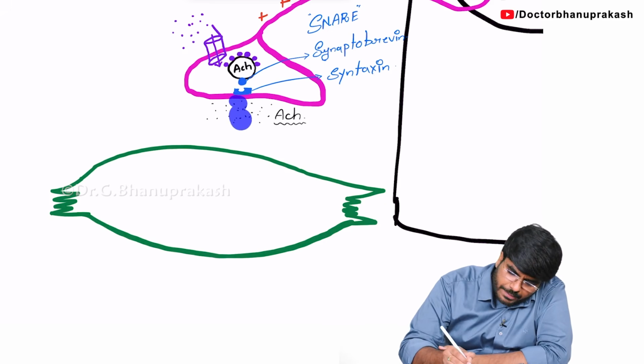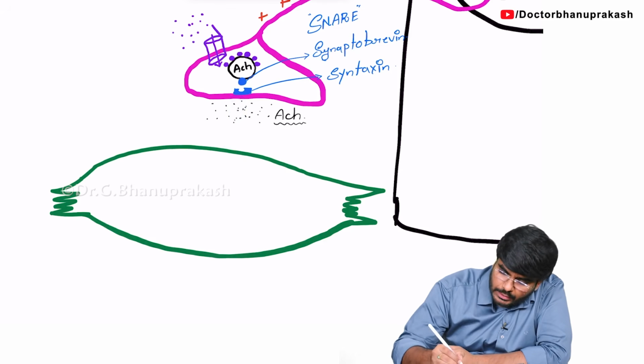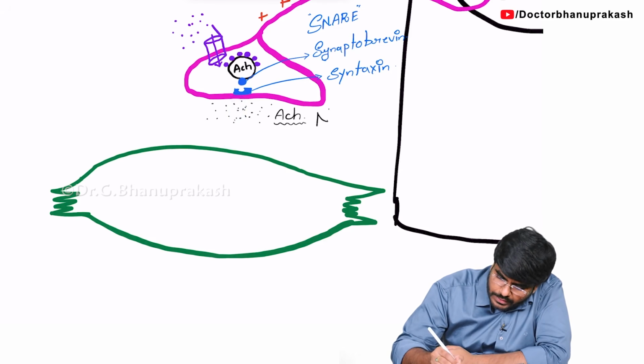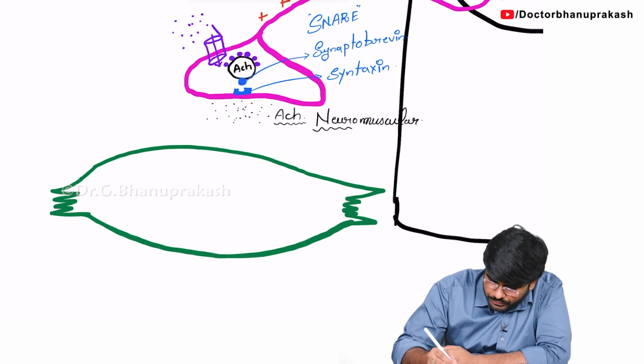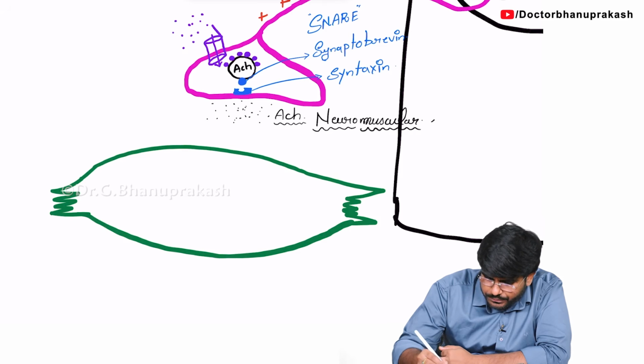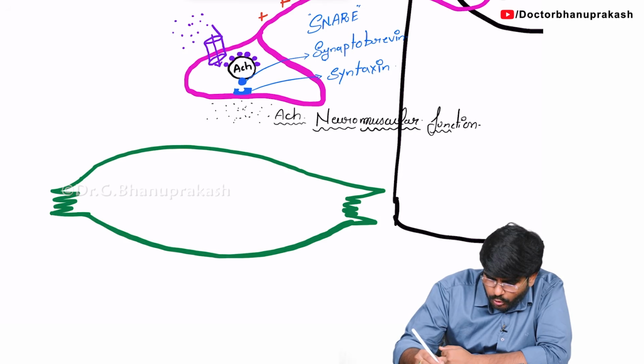Now, what is this space called? This space is called the neuromuscular junction. The space is called the neuromuscular junction.